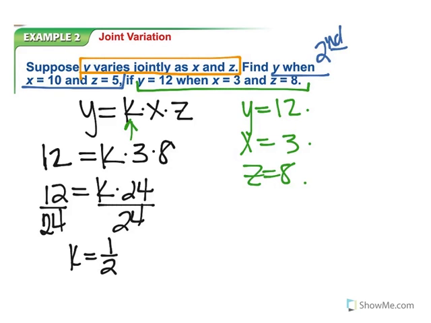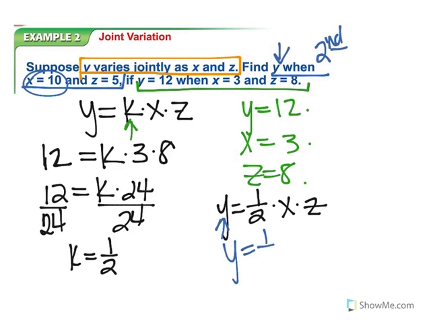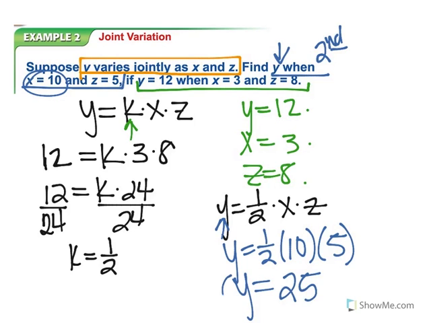From here, we know that our new formula is y is equal to 1/2 times x times z. So we can go to our secondary information, which is marked in blue up here, and we're trying to find y. So we're looking for y when x is 10, so we have y is equal to 1/2 times 10, and z is 5, so times 5. When you plug that in, 1/2 times 10 is 5, 5 times 5 is 25, and that would be your answer.